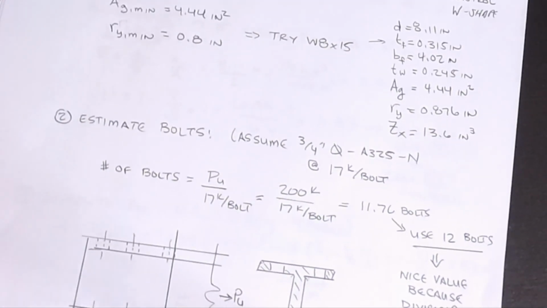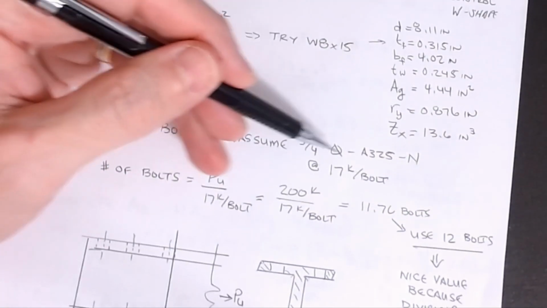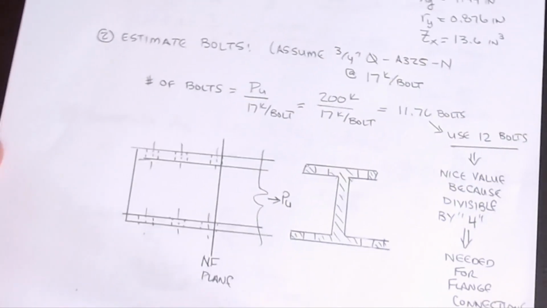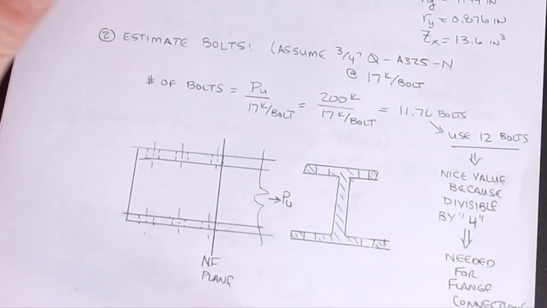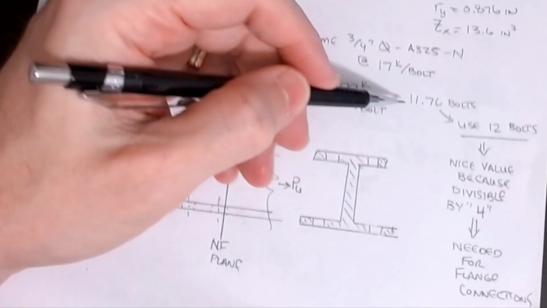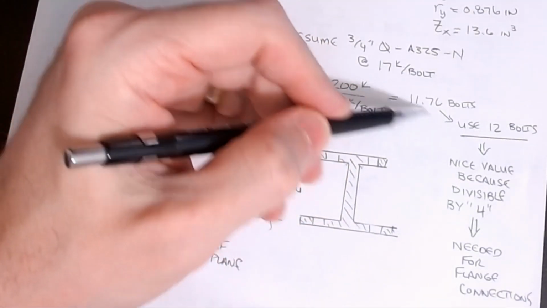Okay, all right. We're going to estimate our bolts. So if we assume 3/4 of an inch diameter, A325N at 17 kips per bolt, then the number of bolts that I would need to support my 200 kip load would be 200 kips divided by 17. I would need 11.76 bolts, in which case I'm going to round that up to 12.